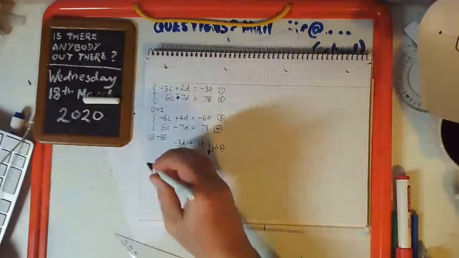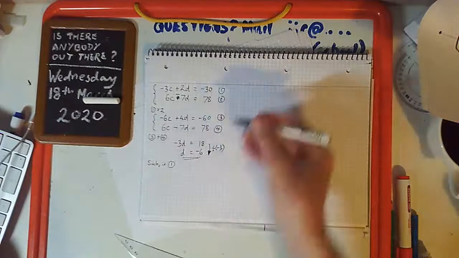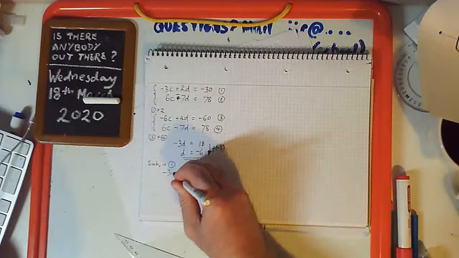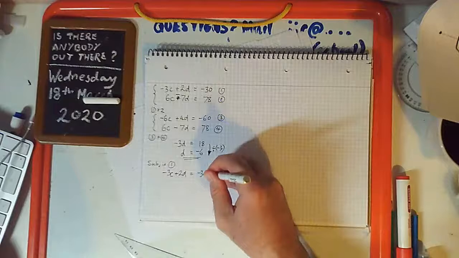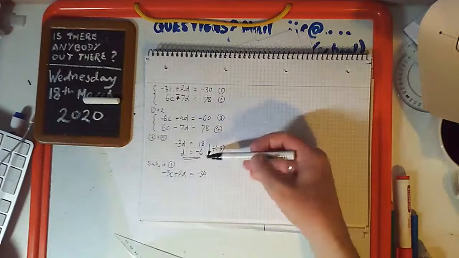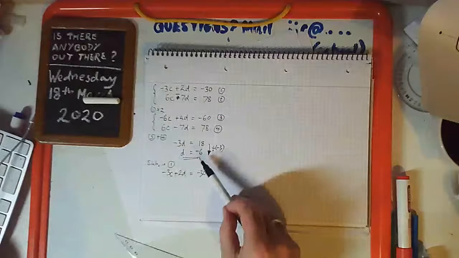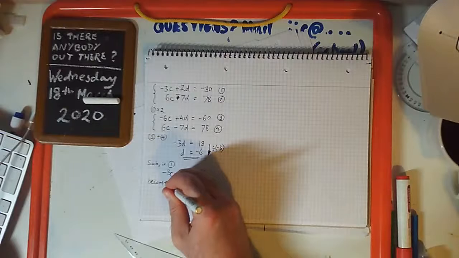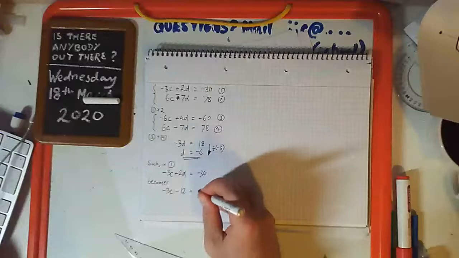So now that I know that D is minus 6, I can substitute it back into the original equation 1. So I'm going to take the original equation that I started with, which was minus 3C plus 2D equals minus 30. Now that I know that D is minus 6, this 2D bit becomes 2 times minus 6, which is minus 12. So that becomes minus 3C minus 12 equals minus 30.